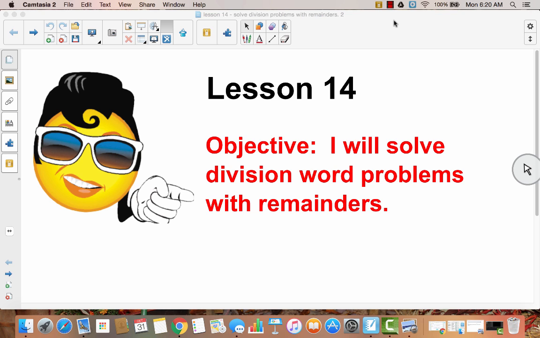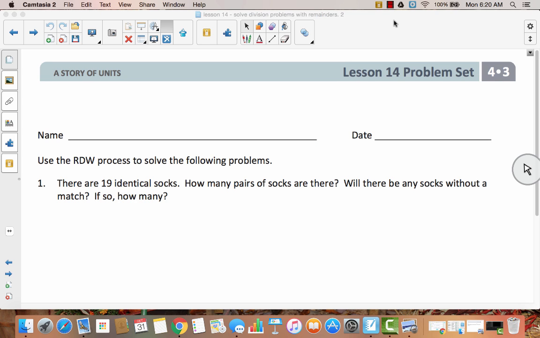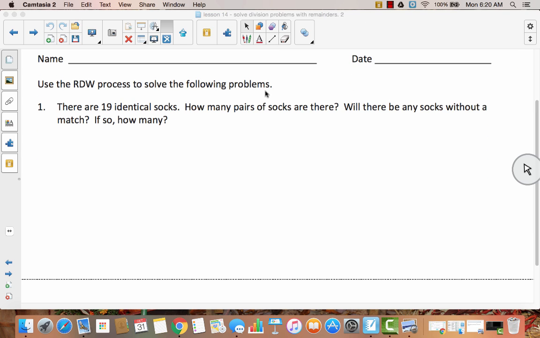Lesson 14, I will solve division word problems with remainders. All right, so let's take a look at our very first word problem or application problem. You'll notice that the directions say, use the RDW process to solve the following products. So we're still going to read, we're still going to draw, and we're still going to write. So let's begin by reading this problem.